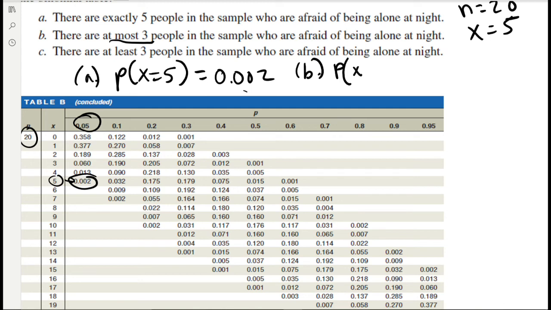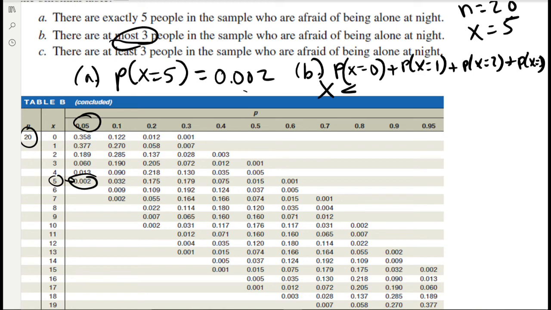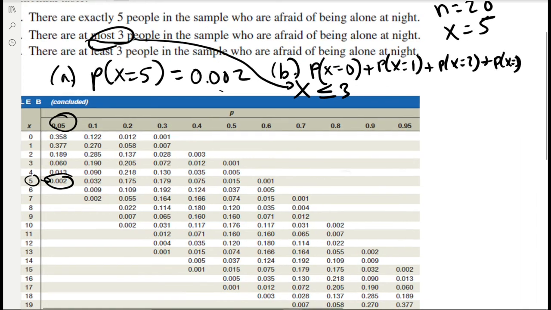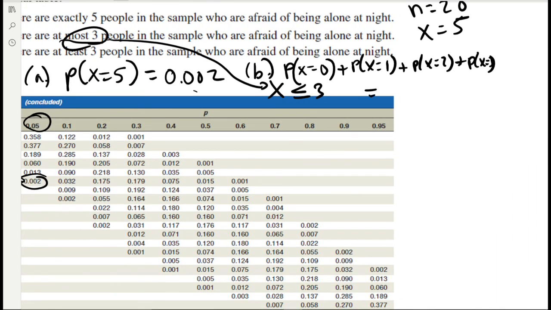So this means that you could do P of X equals 0 plus P of X equals 1 plus P of X equals 2 all the way up to 3. So at most means that X is less than or equal to 3. That's what at most means, okay? So then we're going to be adding those 4 particular values for this problem.